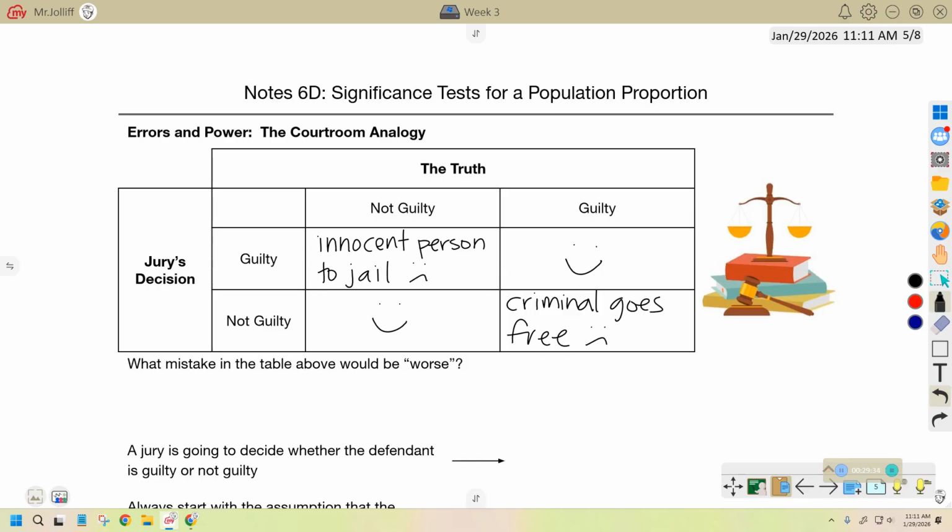So the question is, which one of those errors that I could make as a juror is worse? I want you to take about 90 seconds in your group and discuss which one of those is worse and why. I'll give you about 90 seconds.